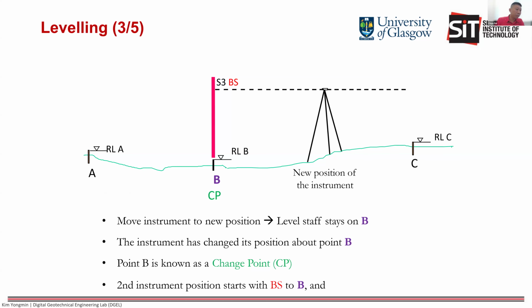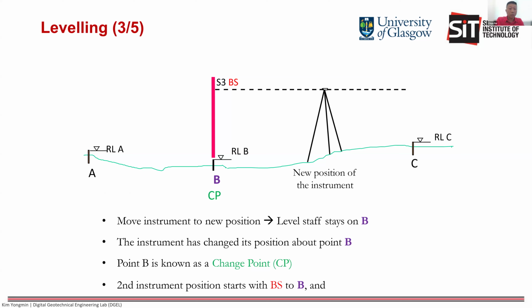Of course, after you shift your instrument, you still need to do the backsight to point B, because in the first round of surveying, you already got the reading and the level of point B. So this point B is a known point now. So you backsight to this point, then you can repeat the procedure like what we introduced just now.